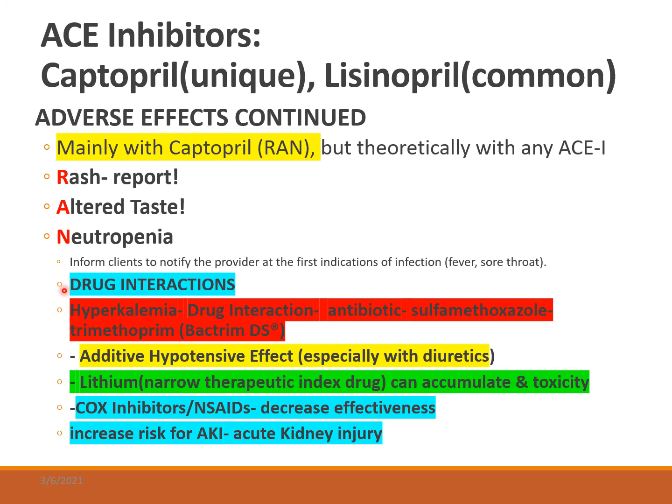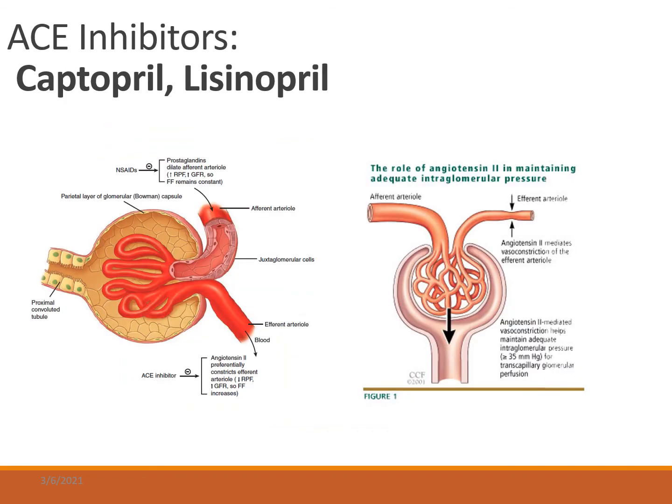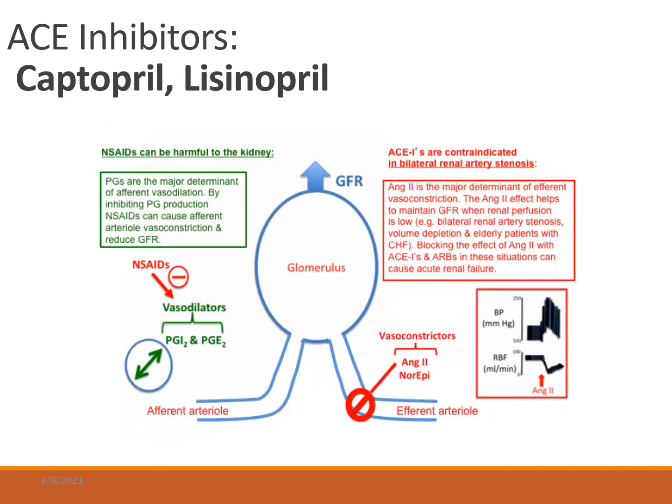What are the drug interactions for these drugs? ACE inhibitors. This is important. The drug interaction is hyperkalemia. Okay, and seen with sulfamethoxazole trimethoprim. Additive hypotensive effect seen with diuretics. Lithium toxicity seen because it's a narrow therapeutic index drug. And what do COX inhibitors and NSAIDs do? They decrease the effectiveness and increase risk for acute kidney injury. All right, which was explained over here in this diagram.